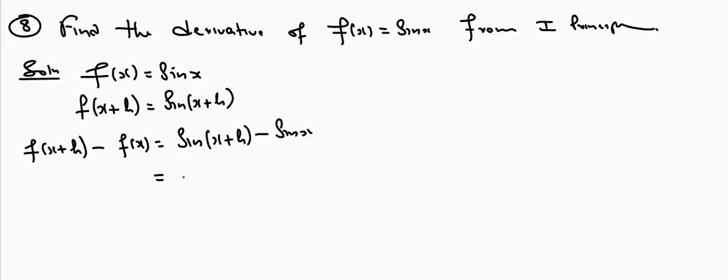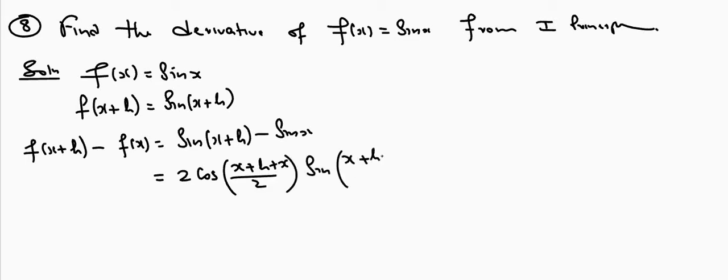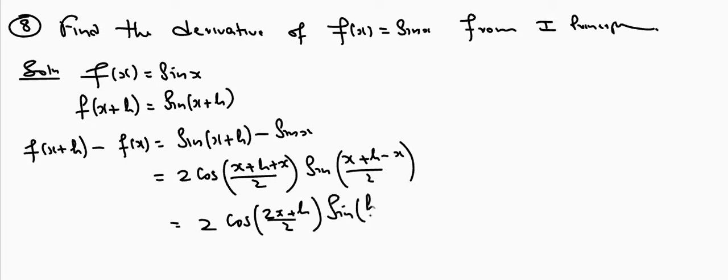Sin a minus sin b. Sin x minus sin y is 2 cos of (x plus y) by 2 into sin of (x minus y) by 2. We get 2 cos of (2x plus h) by 2 into sin of h by 2.